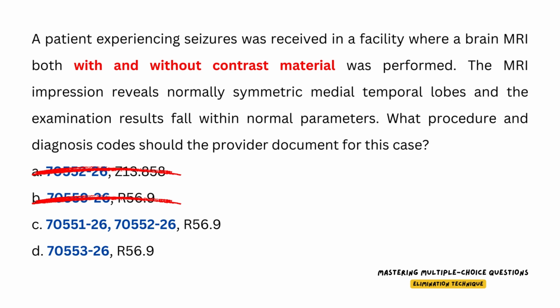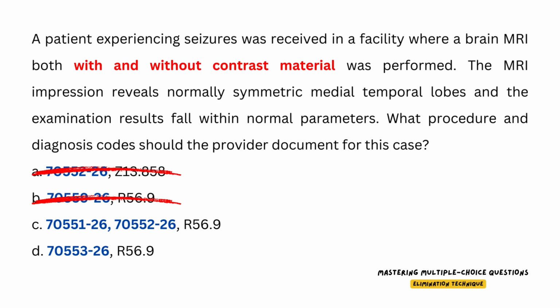Answer letter C presents us a choice which does appear to satisfy what is documented in the scenario. 70551 is brain MRI without contrast material while 70552 is brain MRI with contrast material. In coding, however, we are cautioned against unbundling of codes, wherein the components of a complex procedure are reported as their own separate codes. This is exactly what answer letter C presents.